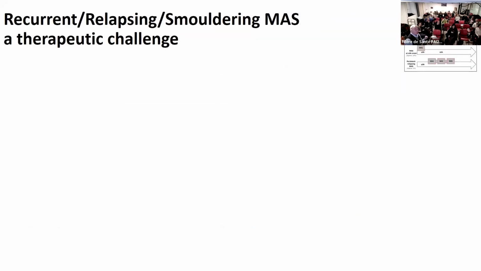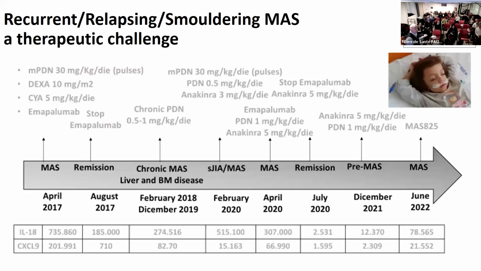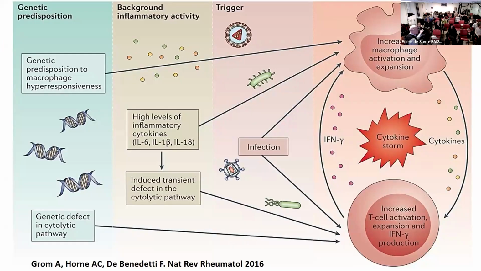Now, recurrent relapsing smoldering MAS is a therapeutic challenge, and this is one example. I will talk about this patient later. This is a patient with chronic relapsing liver and bone marrow involvement, and then full-blown MAS over several years, which was very difficult to treat. You can imagine they got everything you can try to treat this patient. So, from pathogenesis to biomarkers and treatments.